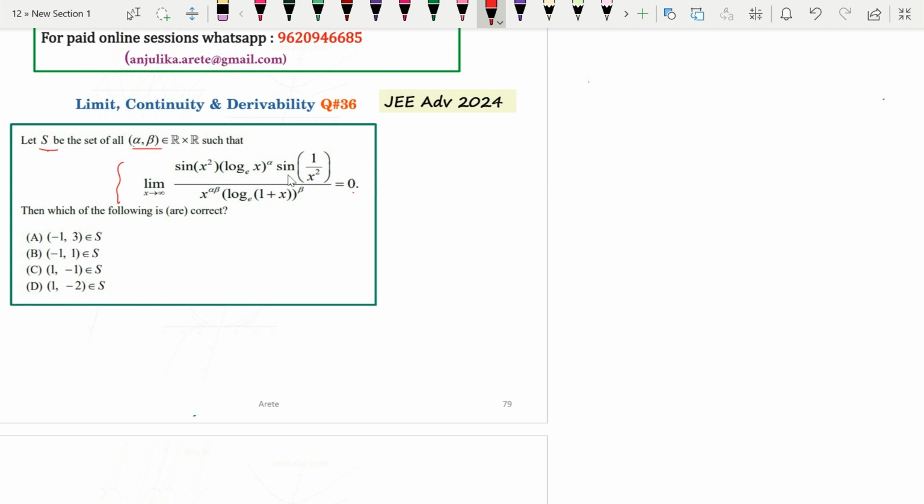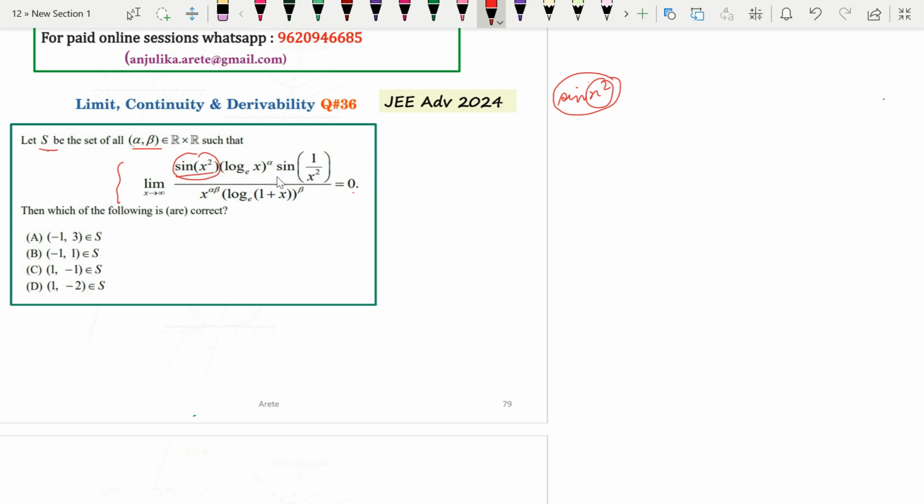So limit x goes to infinity. Let's look at it term by term. Sine x squared: what is sine x squared? It's a finite value, right? It doesn't matter what my x square is. Sine is always a finite number lying between -1 and 1. So basically this term is not taking everything to 0 for sure.